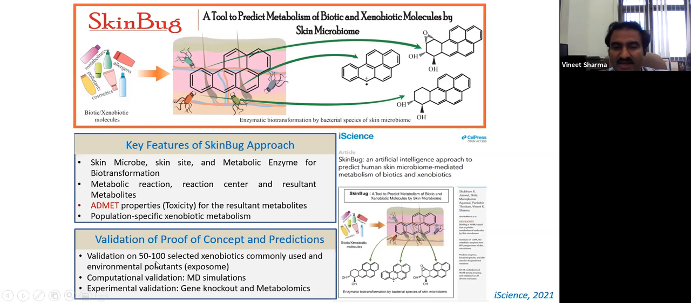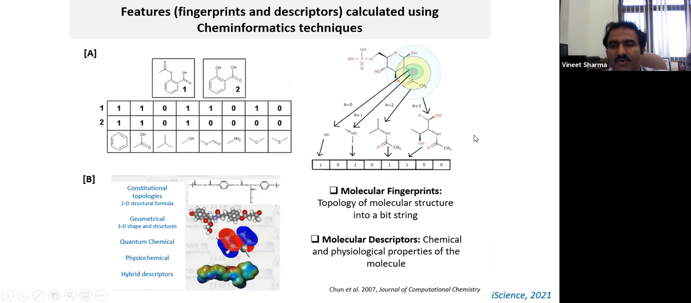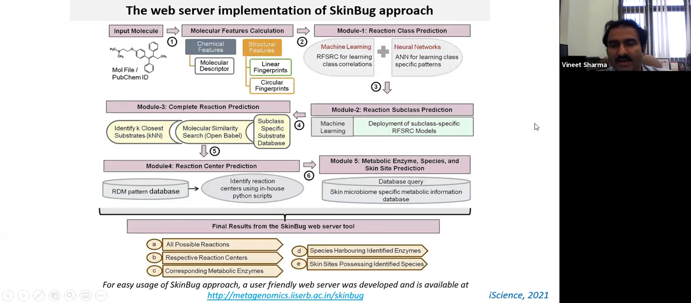We also validated it on a set of about 50 to 100, I think 50 we reported in the paper, xenobiotics and environmental pollutants that we are exposed to every day, which is actually called our skin exposome. We derived features from these molecules or substrates, and fingerprints, both linear and circular, and molecular descriptors were used for the training.